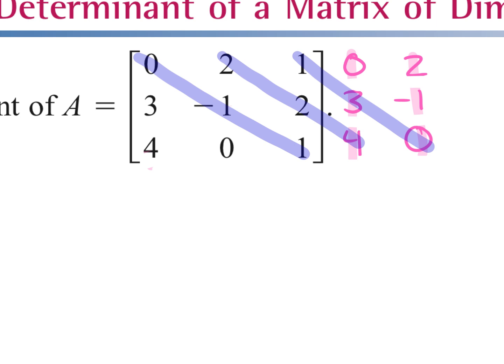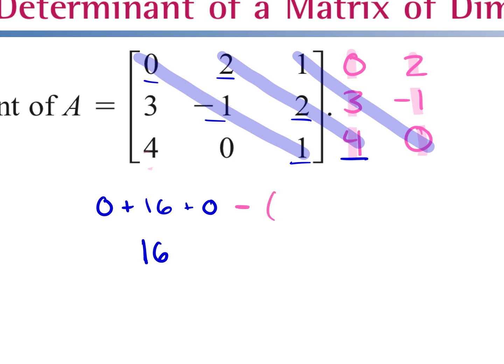So what is 0 times negative 1 times 1? 0. Awesome. Plus, what is 2 times 2 times 4? 16. Awesome. 2 times 2 would be 4, and 4 times 4 would be 16. Plus, what is 1 times 3 times 0? 0. Perfect. So our majors, when we add them all up together, would be 16.